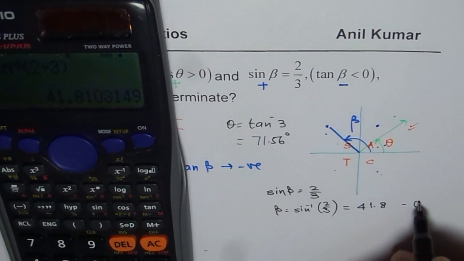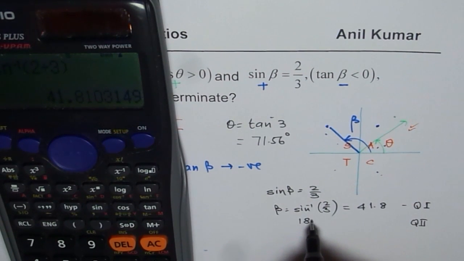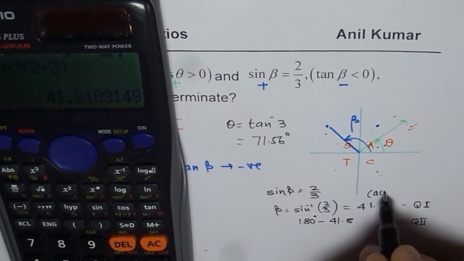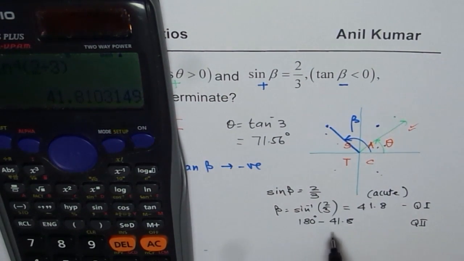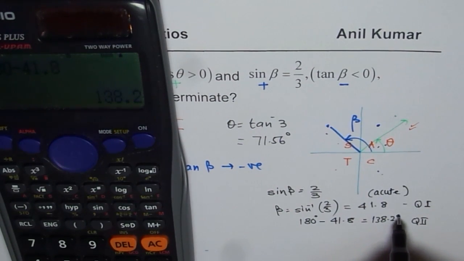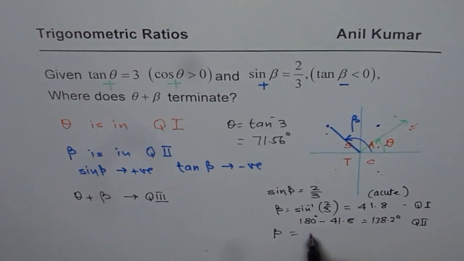Now we want to know what angle it will be in quadrant 2. So that is going to be 180 degrees minus 41.8, since 41.8 is the acute angle. In quadrant 2 it is going to be the difference from 180. So 180 minus 41.8 gives us approximately 138.2 degrees. So beta equals 138.2 degrees, which is in quadrant 2.